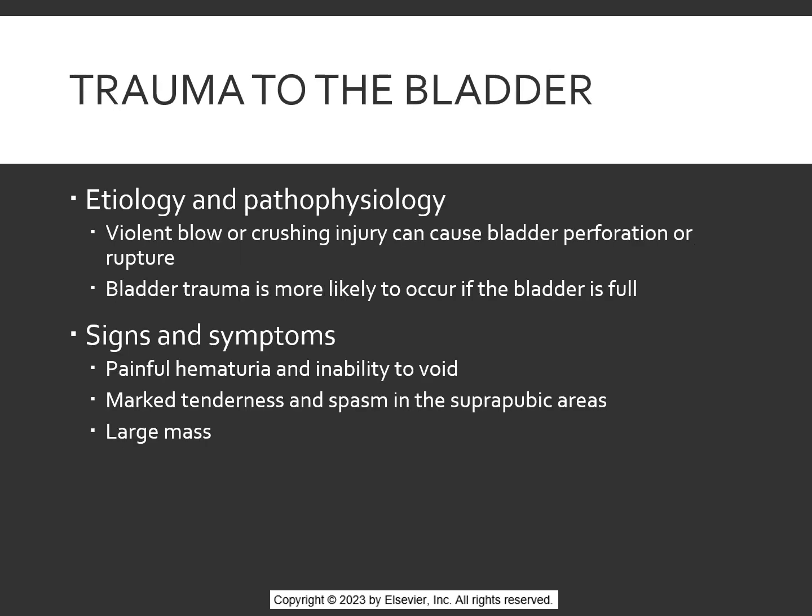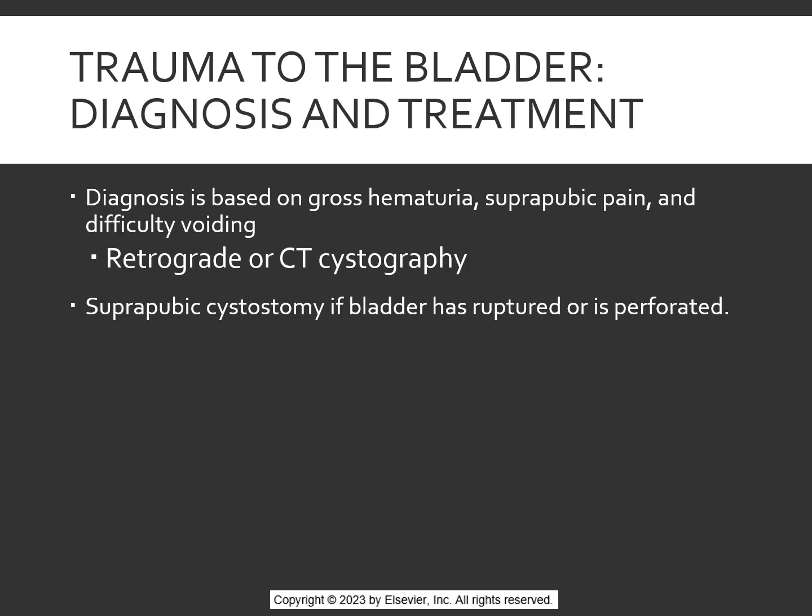Any violent blow or crushing injury to the lower abdomen may result in rupture or perforation of the bladder wall, with resulting leakage of the urine into the pelvic tissues or peritoneal cavity. This results in severe inflammation or peritonitis. Early symptoms of bladder injury are painful hematuria or inability to void, marked tenderness and spasm in the suprapubic area, or the development of a large mass in that area.